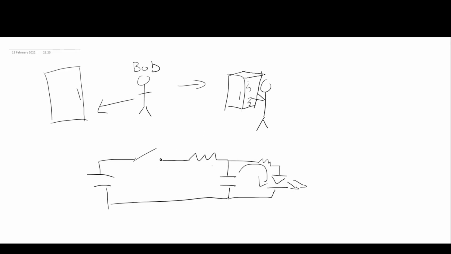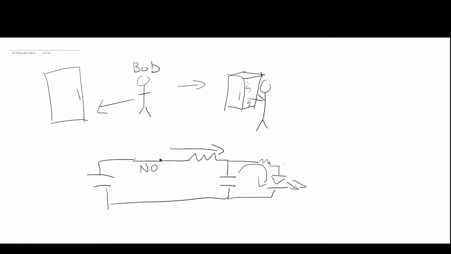So there's a quick circuit I've drawn out, and when the door is closed, this is a normally open switch. So when the door is closed, our switch is open. There's no voltage or current going through this. Nothing. So when Bob opens the fridge, our switch is then closed. This causes everything to go in.